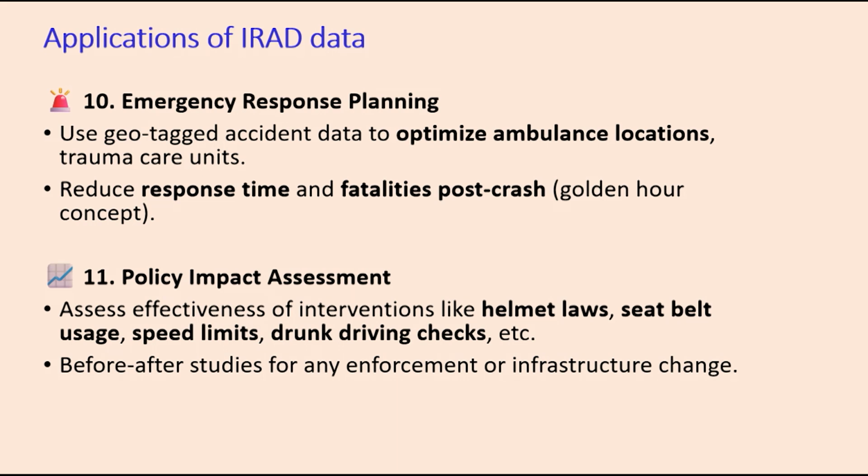Then policy impact assessment. If we improve enforcement, we need to see how it performs over time. If we strictly implemented the helmet laws, we can see whether there is a significant change in two-wheeler accidents or fatalities related to two-wheeler vehicles. If that reduces, you can correlate that your enforcement is working in the correct direction.